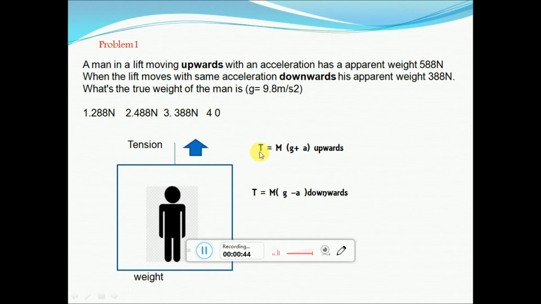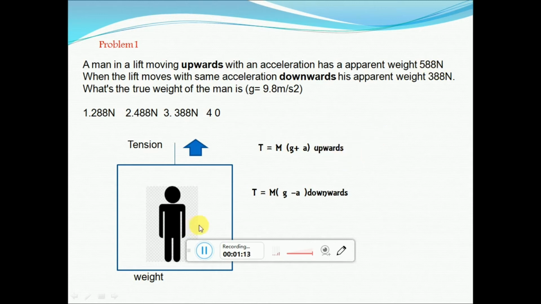So we know that the tension or the apparent weight of the body when it is moving upwards is always the mass of the body in the lift with g plus a upwards, and when it is moving downwards with the same acceleration, it is m of g minus a, right? So let us remember this one. So m of g plus a, when moving upward, is the apparent weight, 588 newtons. So let us keep that.